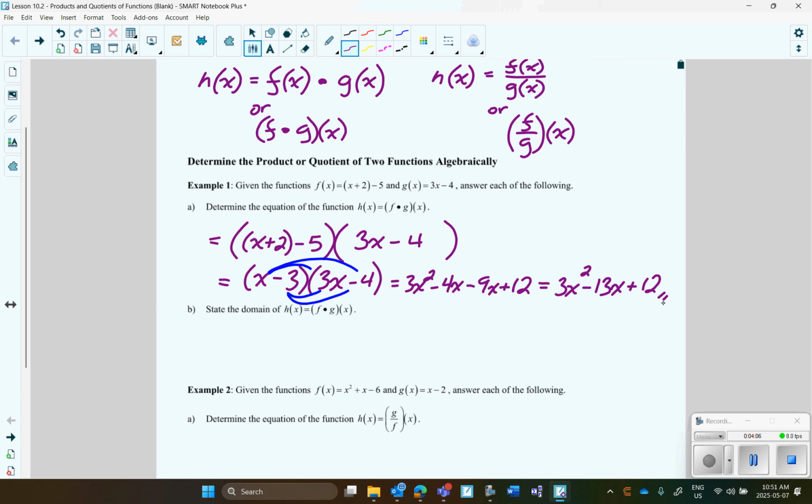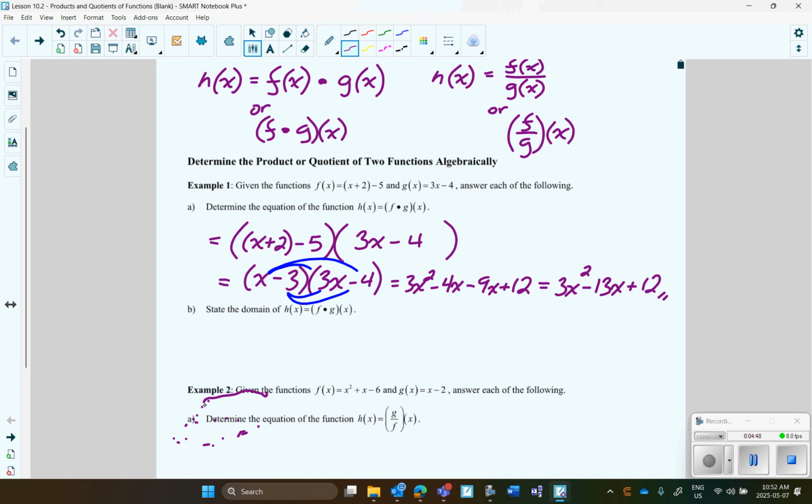To answer part B, what's the domain? Well, there's a couple ways you could look at this. There's no square root in here, is there? So if you graph this function, it would be a line. What's the domain of any line? Doesn't a line go everywhere forever? So what's the domain of any line? What's the range of any line? Right, so if I multiply them by each other, what do you think the domain of the answer would be? What makes sense? Everything, right?